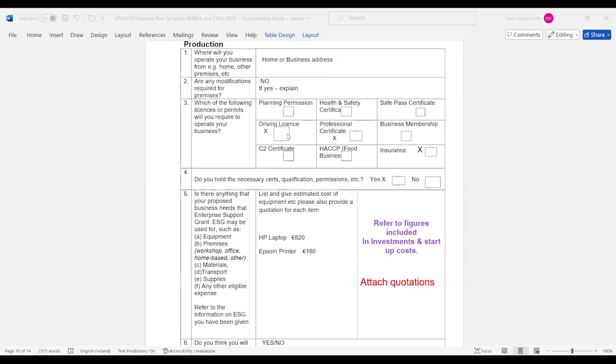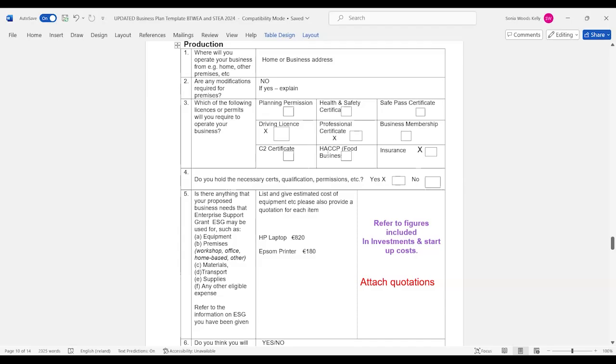If it's a case that you can't actually tick into the box, just put your cursor here before the box and indicate it with an X. So in this example, the licenses that are required are the driving license, a professional certificate, and insurance.